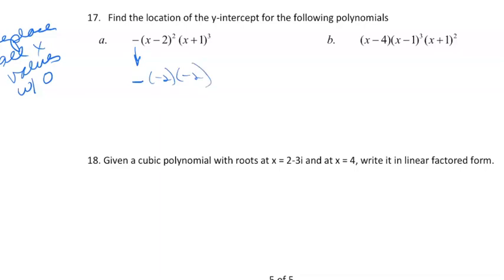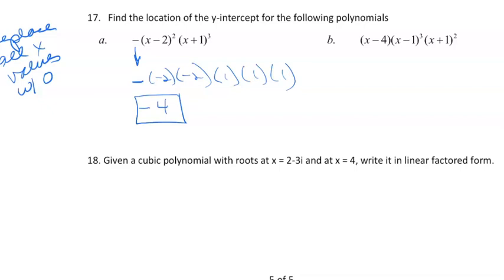Be careful about that. Put a 0 in for x plus 1. That's a 1, and I have 3 of those. What's my y-intercept? A negative times a negative is a positive, but times another negative should be negative 4. So negative 4 is my y-intercept. Make sure that makes sense to you. Let's do the next one.